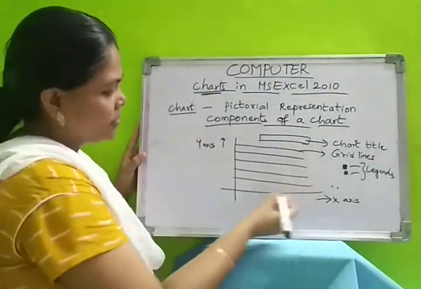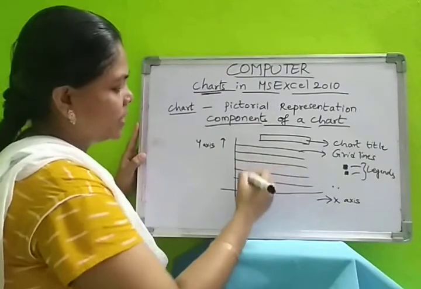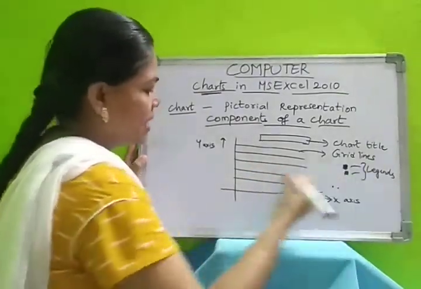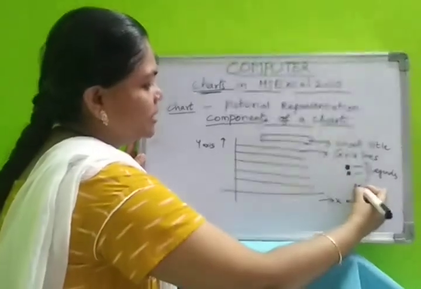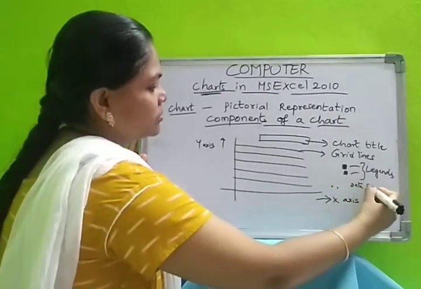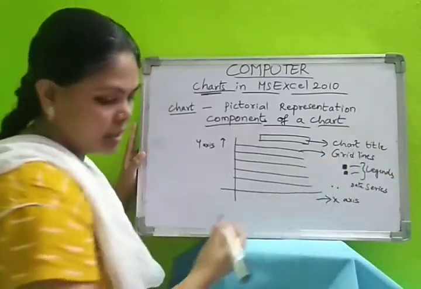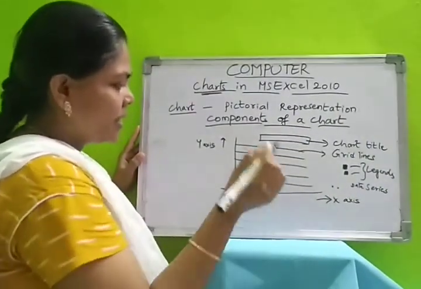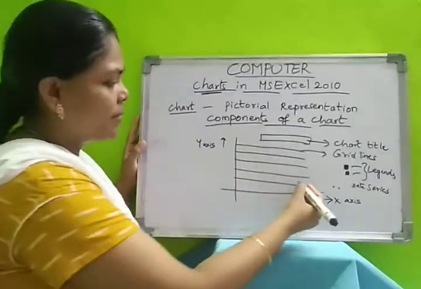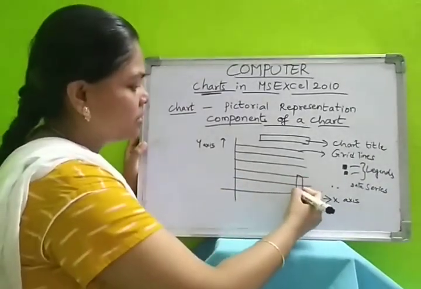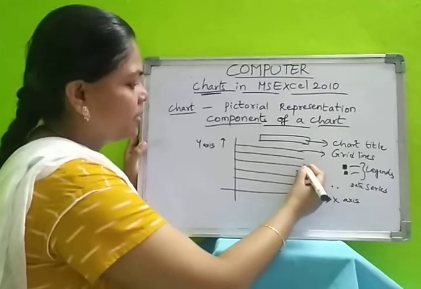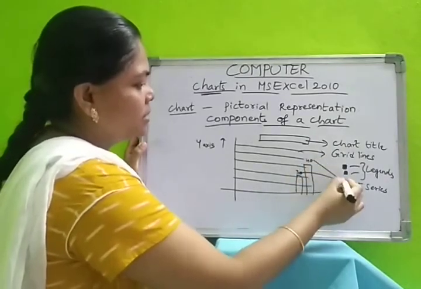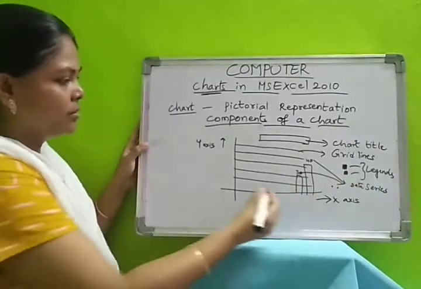Legends, and the values which are given by comparing these two, those are the data series. The values are called data series. Here, what are the values? Suppose you are comparing team A and team B. We compare now. So here that is 40, 30 for team A and 40 for team B. So these two are called data series. Okay.